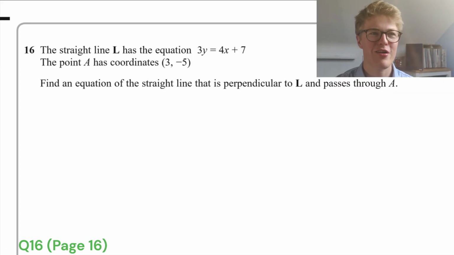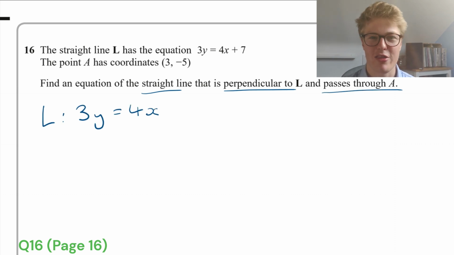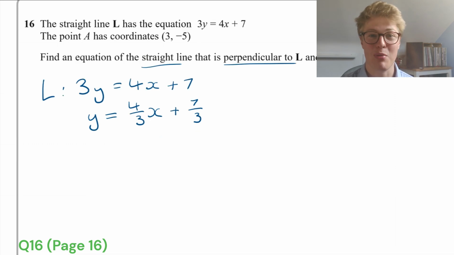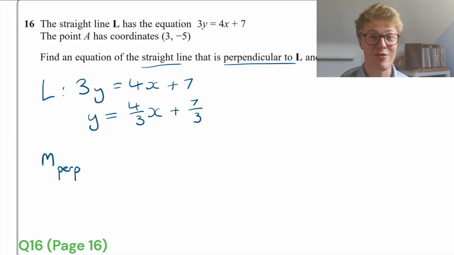The straight line L has the equation 3y equals 4x plus 7. The point A has coordinates 3, minus 5. Find an equation of the straight line that's perpendicular to L and passes through A. So L is 3y equals 4x plus 7. We can then rearrange to get y equals 4/3 of x plus 7/3. So our gradient here is 4/3.